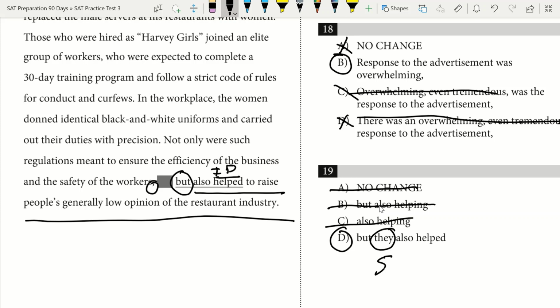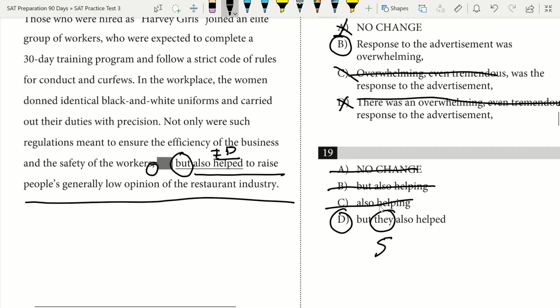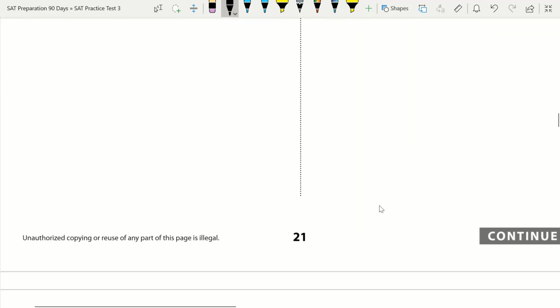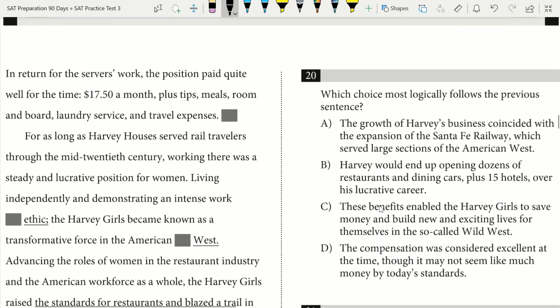So that's another thing that you can look for on the SAT writing section: if you have a comma and a FANBOYS conjunction or a semicolon, you have to make sure that what comes after it is going to be an independent clause. Otherwise, it's not going to be grammatically correct. So right there, I was looking for a subject to complete my independent clause.